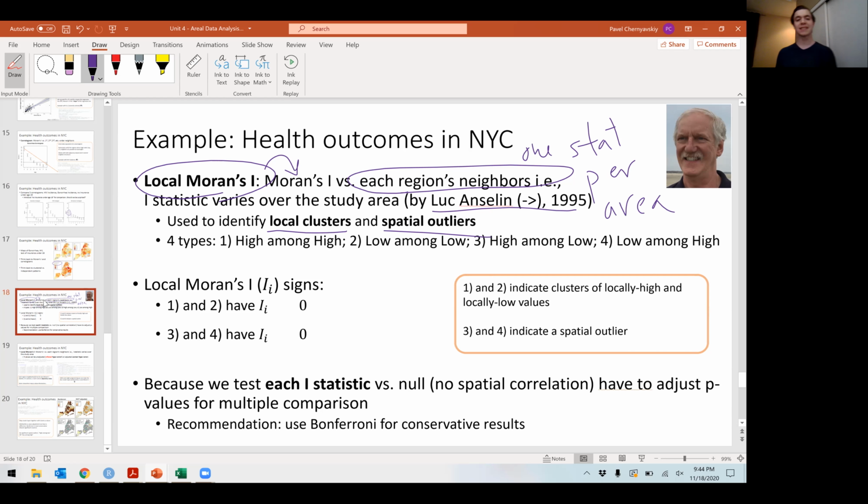So there are 4 different types of local Moran's I. The high among high, so an area with a high value among other areas with high values. Low among low, the inverse of number 1. High among low is an example of one of those spatial outliers. If you have an area with a high anything among other regions with low something, you're going to have a spatial outlier, and of course, low among high.